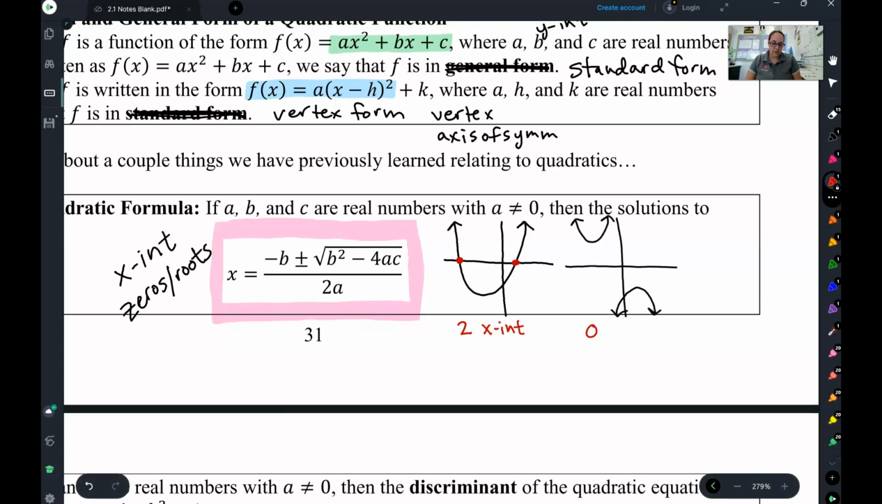They have 0 x-intercepts. And then the last one I would ask you about, what about a parabola that has 1 x-intercept? It only crosses the x-axis once. Well, that happens if your parabola comes and touches the x-axis. So if it just barely touches the x-axis and then bounces right off of it, that is only 1 x-intercept.